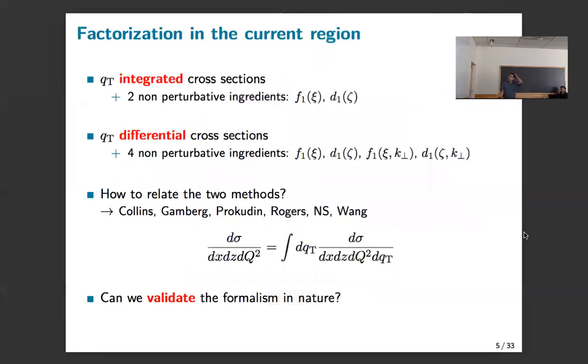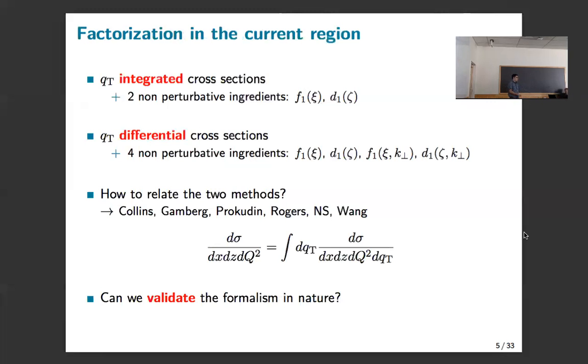So I don't want to go into this fight about matching TMDs and PDFs as happened before. But all I want to say is that in the QT integrated case, you deal with basically two non-perturbative unknowns, which are the collinear PDF and fragmentation. But if you go to the QT differential, then you have four unknowns, which are the two TMDs and the two collinear. Okay?